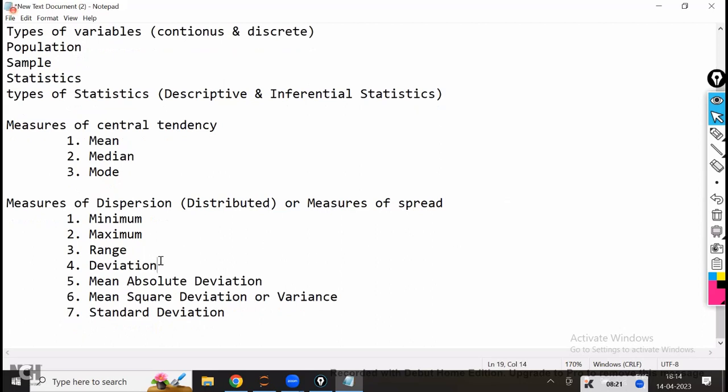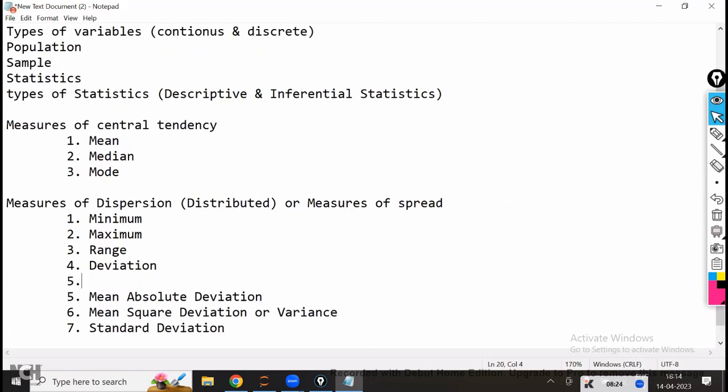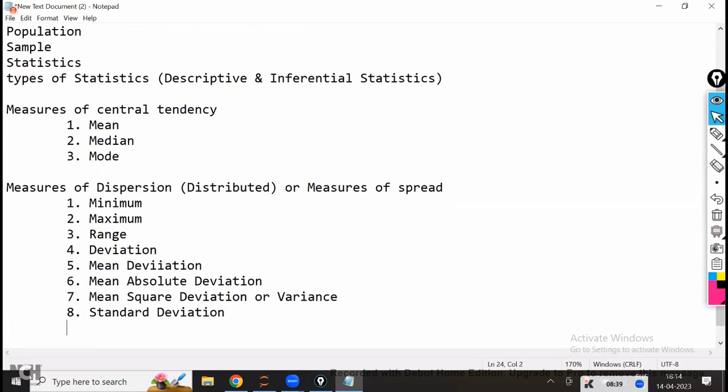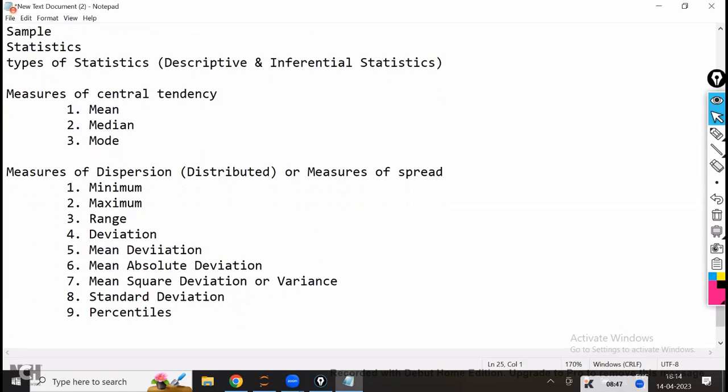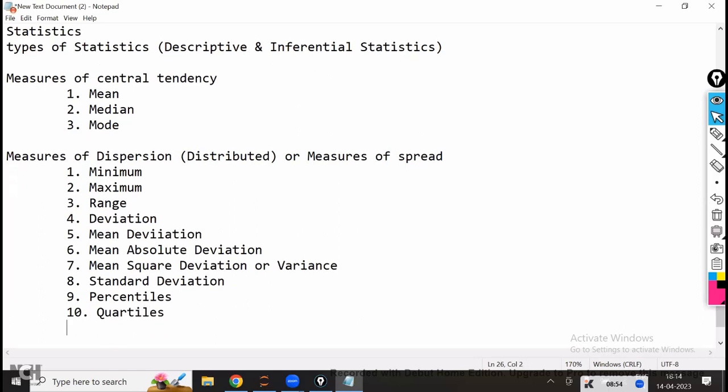So mean deviation also comes here. The mean deviation is always going to be 0. Since the mean deviation is always 0, that is the reason we have the mean absolute deviation and mean square deviation concepts. And finally, standard deviation. Next we saw percentiles. Within percentiles, the 25th percentile and 50th percentile are special percentiles, also called quartiles. Using the quartiles, we have the interquartile range.